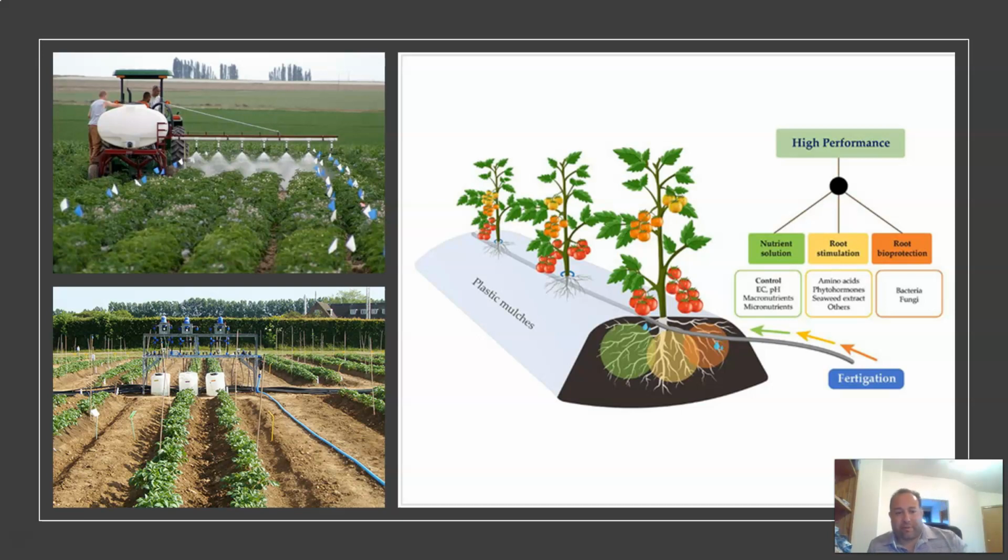Here's some more examples of the idea of fertigation. So on the top left here, we got a sprayer rig that's out there spraying, irrigating the crops, but also spraying in the fertilizer. And then you can kind of see just more of a setup system down there on the bottom left, and kind of a detailed graphic of what a little bit of that looks like on the right there, the graphic of how that whole system's working.